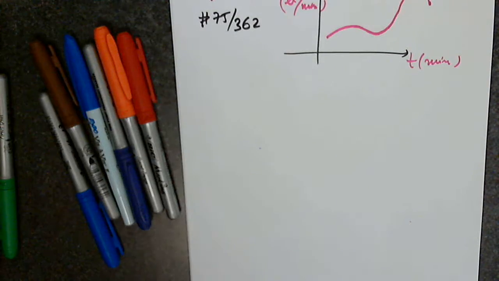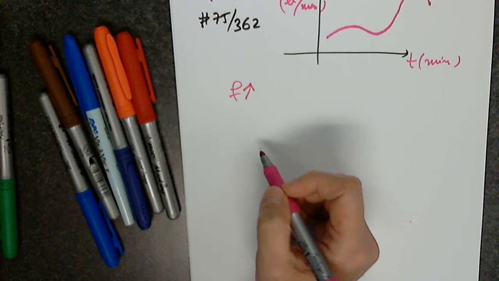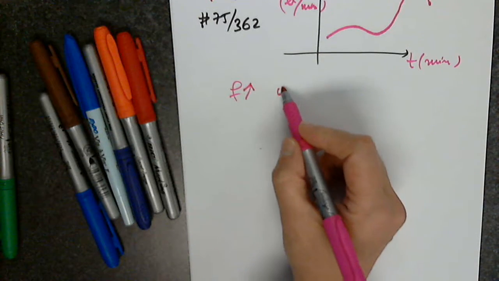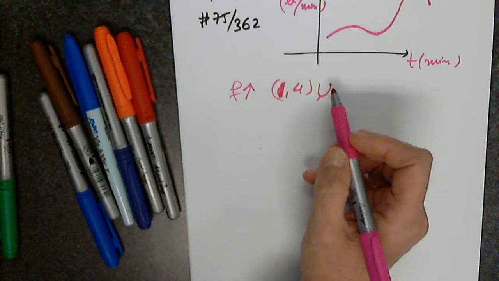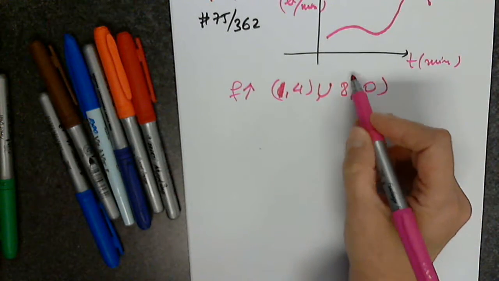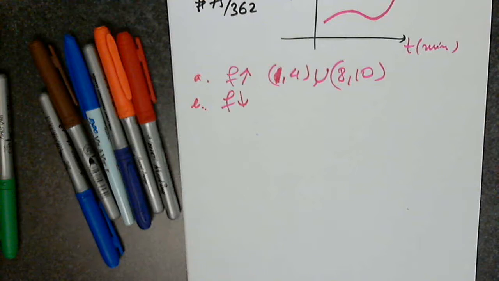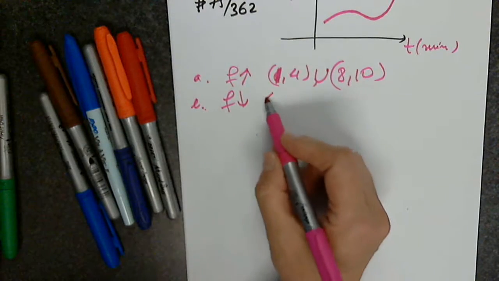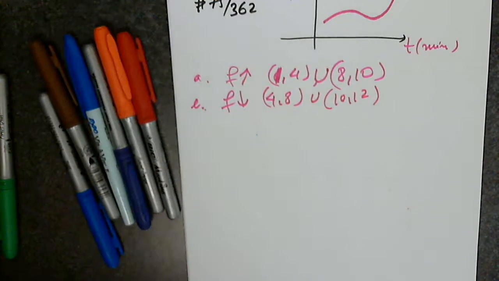Part A, for which time periods during the diagnostic evaluation was the woman's heart rate increasing? From 1 to 4, union, and 8 through 10. Very good. What about decreasing? This is part A and this is part B. Which time period during the diagnostic evaluation was the woman's heart rate decreasing? 4 to 8, union. Perfect.